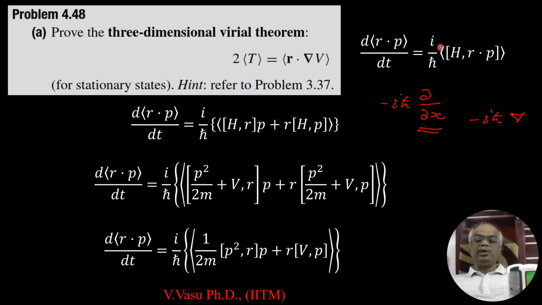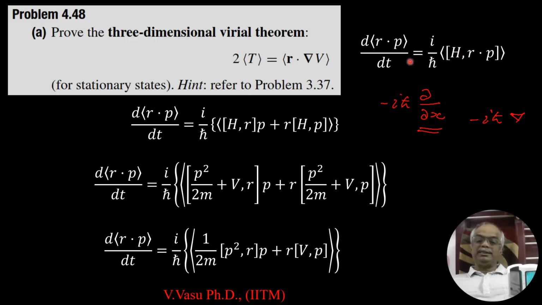which is equal to i over h cross times the expectation value of the commutator of H with R dot P. This we have seen in the Schrodinger picture. Here we have ignored the partial time derivative of the operator because there is no explicit time dependence in this operator.